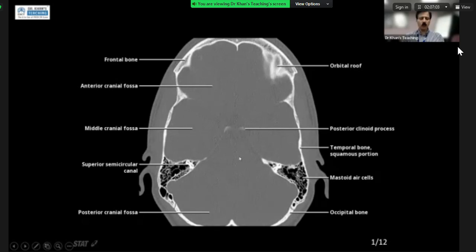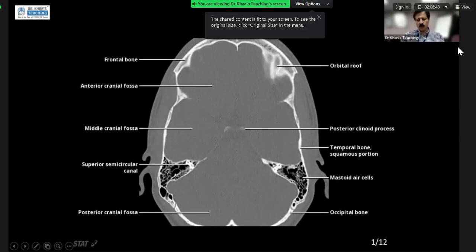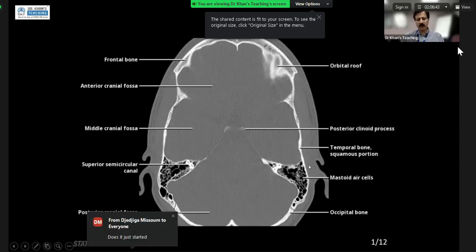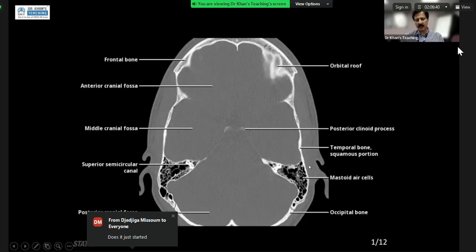But if you open an atlas and try to learn whatever is in a cross-section in one single view, it becomes very difficult to retain. So don't try to do that. Now, this is 1 by 12, which means I'm going to show you 12 slices here. Our aim is to have a global view. After this, we will take a break and then come back and tackle each thing in more detail.